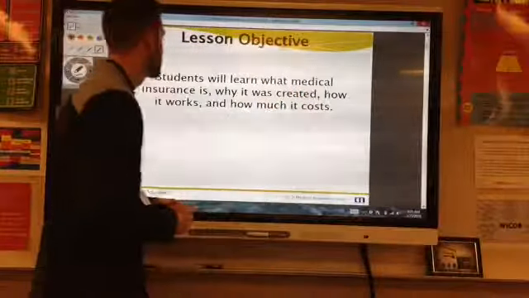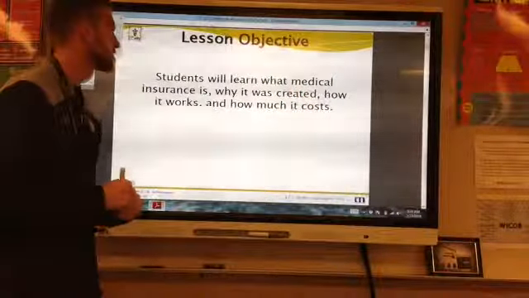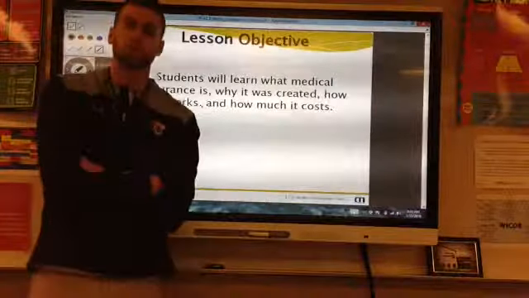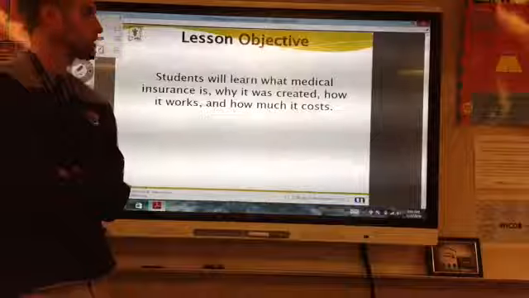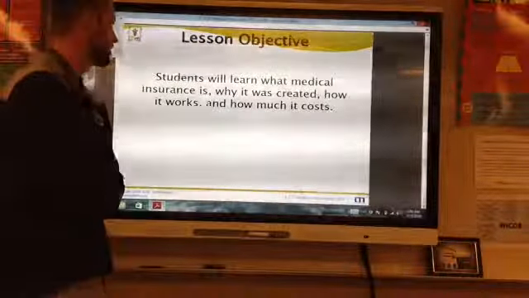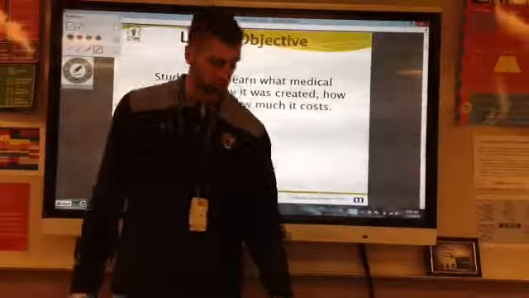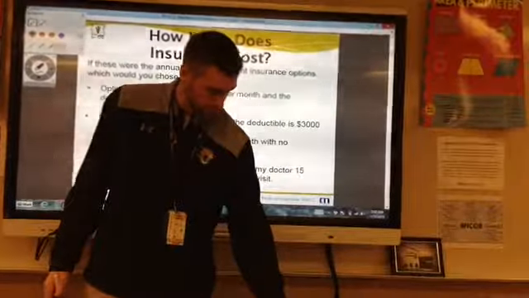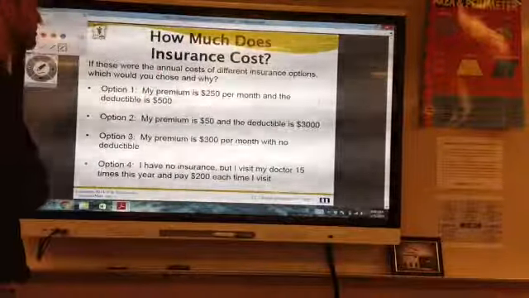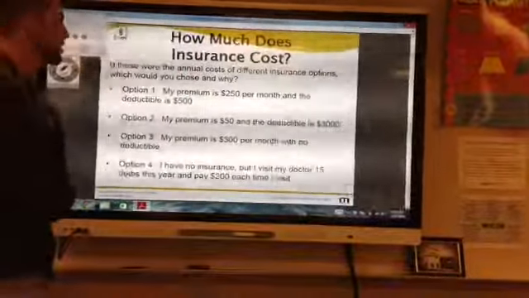So our lesson objective today, and this should say learners, we'll learn what medical insurance is, why it was created, how it works, and how much it costs. So now we're going to deal more with just the cost. Yesterday we learned what it was, why it was created, and a little bit of how it works.